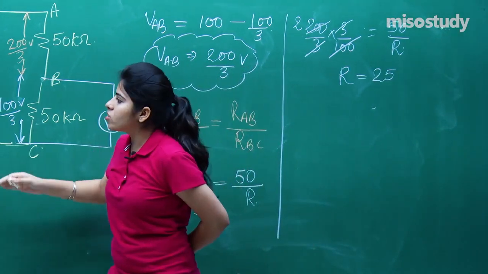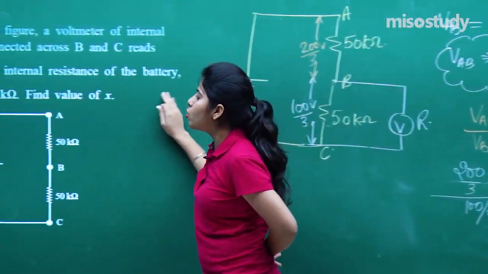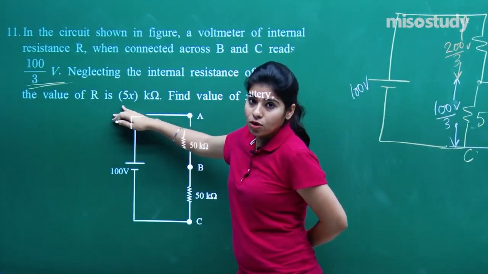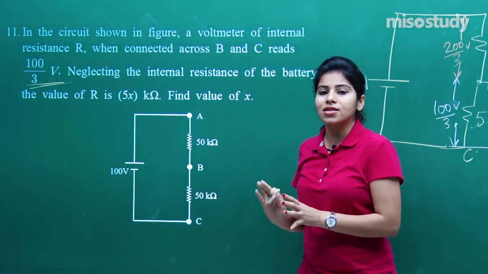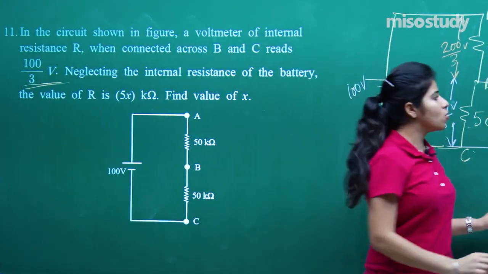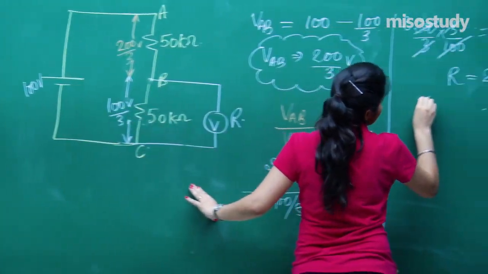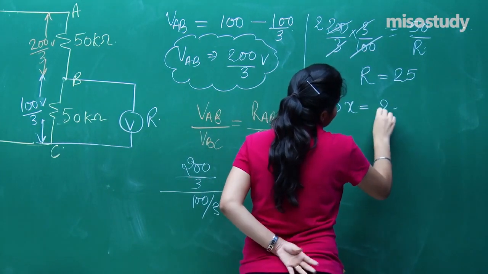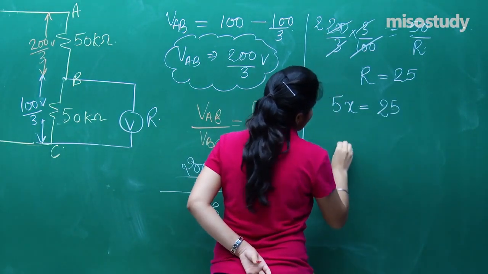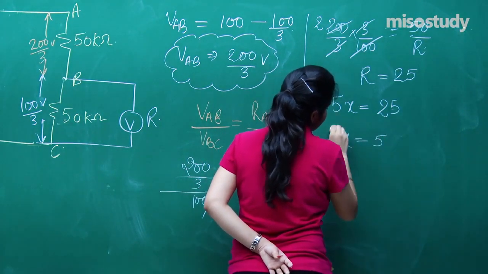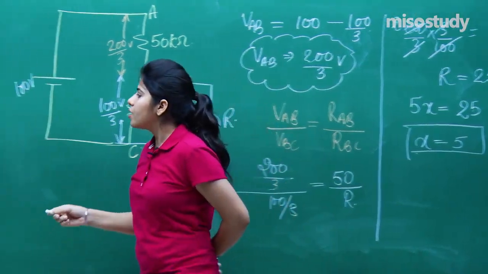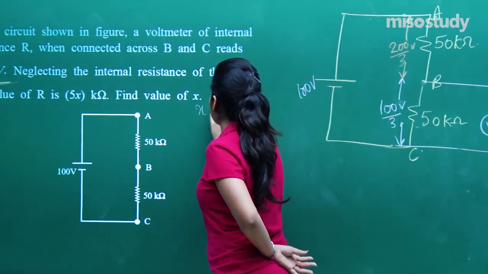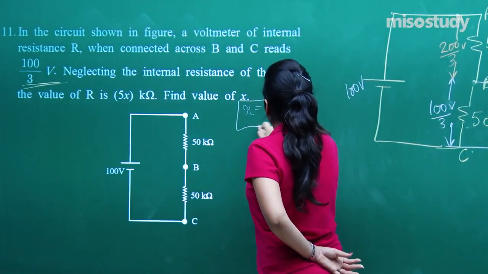Now because in the question we have been given that the value of R is 5x kilo ohm, in place of R, 5x equals 25. So from here your value will come out to be 5. So the value of x is 5. Again you are going to encircle the bubble corresponding to 5.